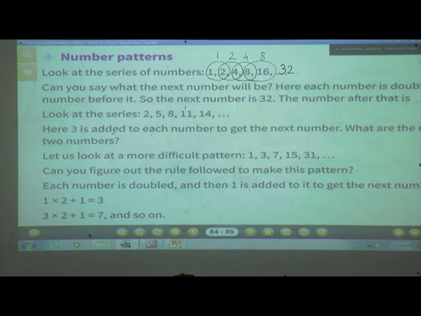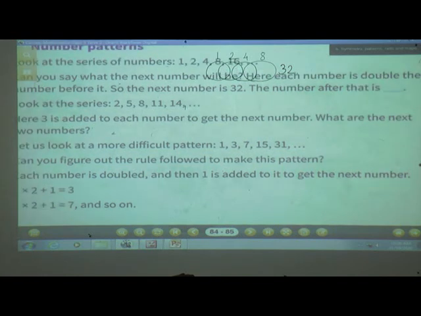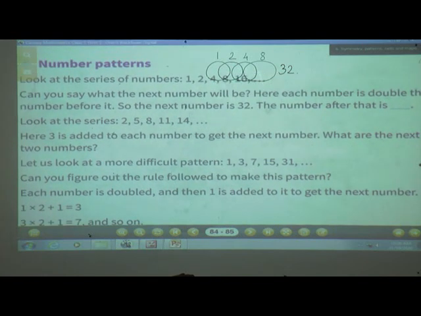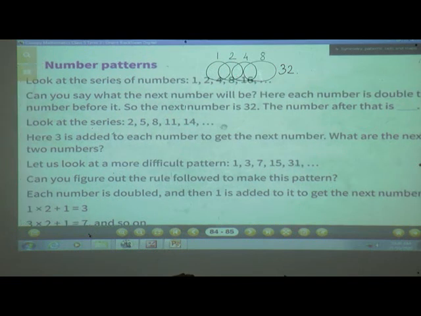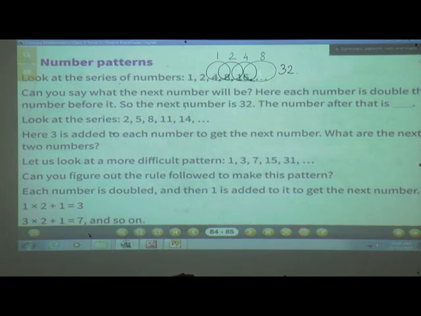Okay. Now students, can you say what the next number will be? Just now I told you, here each number is double the number before it. So the next number is 32. The number after that is 32, isn't it? Now look at the series.